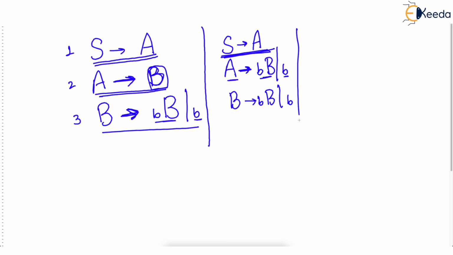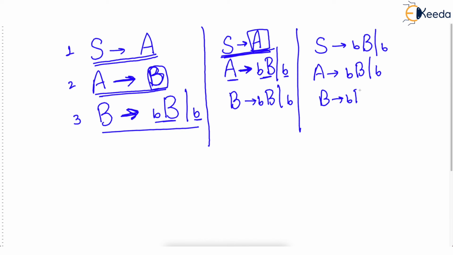S derives capital A, but A may either give bB or b. So now we can replace this with S derives, what is this capital A? A can give bB or b. So we will replace this with bB or b. Now what follows is A derives bB, this production which we had already written, and B derives bB or b. We are saying that this is the simplified grammar.